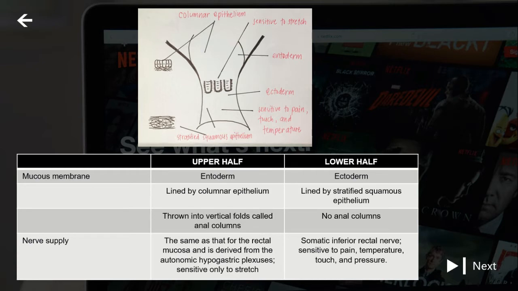Third, the upper half is thrown into vertical folds called anal columns, which are joined together at their lower ends by small semilunar folds called anal valves, while there are no anal columns for the lower half. And next is the innervation of the upper half and lower half, where the upper half is the same as that for the rectal mucosa and is derived from the autonomic hypogastric plexus, where it is sensitive only to stretch, while the lower half is from the somatic inferior rectal nerve, which is sensitive to pain, temperature, touch, and pressure.